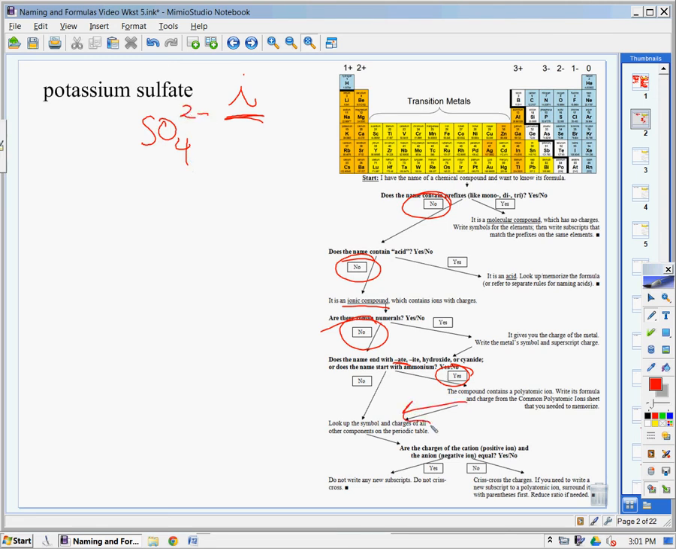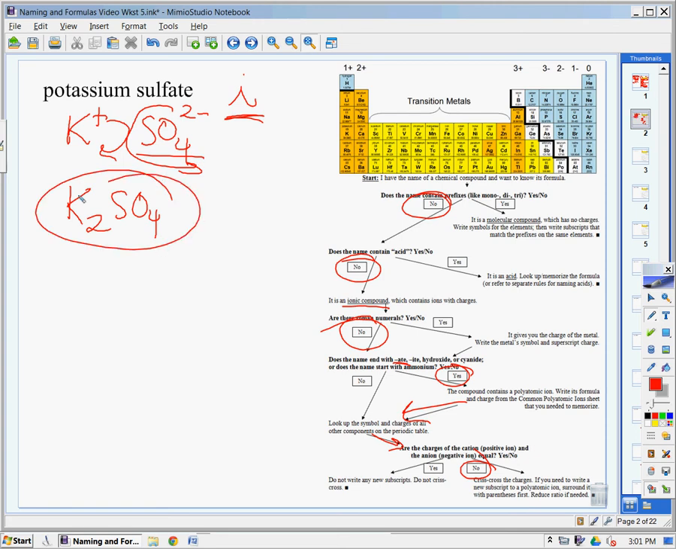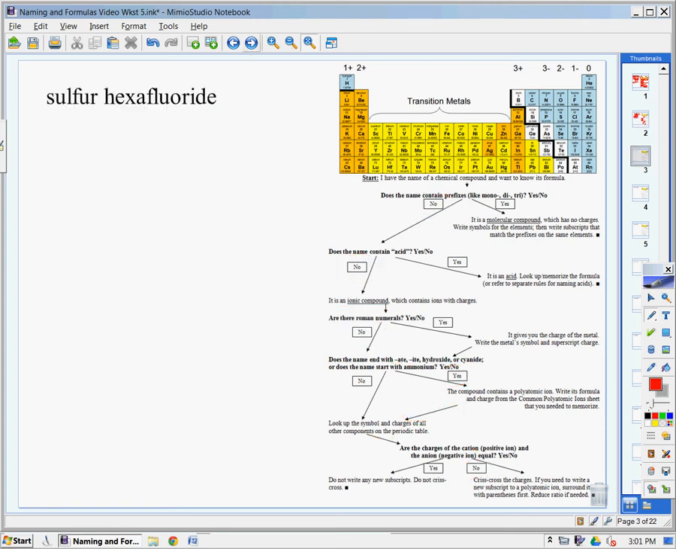All right. Now we go back down here and look up the symbol and charges of all other components. Potassium's K plus. Are the charges of the cation and anion equal and opposite? No, they're not. So we have to crisscross. 2 goes down there. So it just becomes K2SO4. Remember, never mess with the subscripts on the polyatomic. So SO4 has to stay SO4. That's the formula K2SO4.